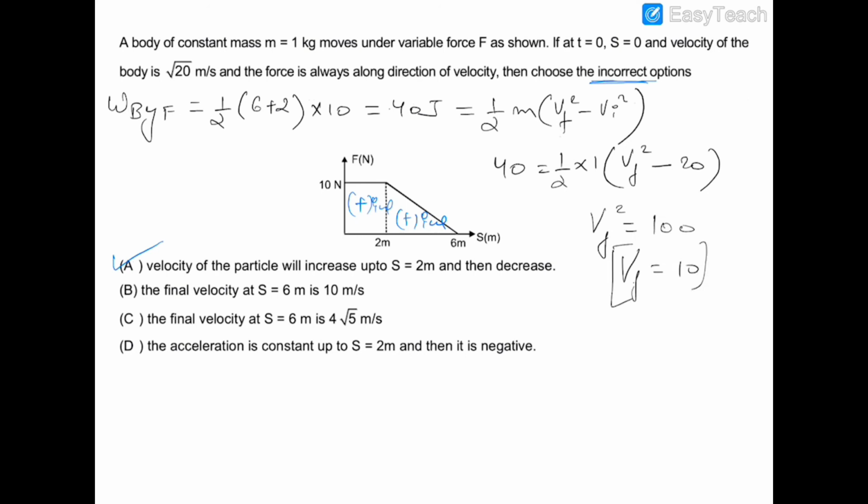So this is a correct fact that at the end of the journey the final velocity will be 10, but we need to answer the incorrect options. So option number B will not be the correct answer. Now, option number C: the final velocity at s equal to 6 is 4 root 5. So this is not correct, but we have to choose the incorrect one. So C is the answer.